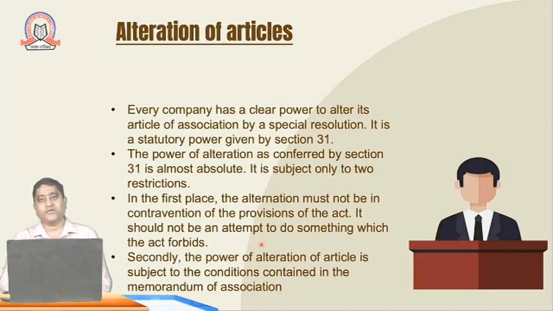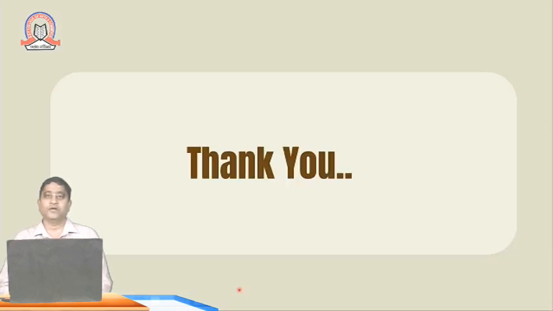So if any statement in the articles of association is against the law, then it won't be valid, it would be void. The second restriction is that the articles of association are subject to the conditions contained in the memorandum. As you are aware, the article of association is subordinate to MOA and MOA is subordinate to the Companies Act 2013. I hope the important aspects related to the Companies Act and the article of association are clear from my side. Thank you.